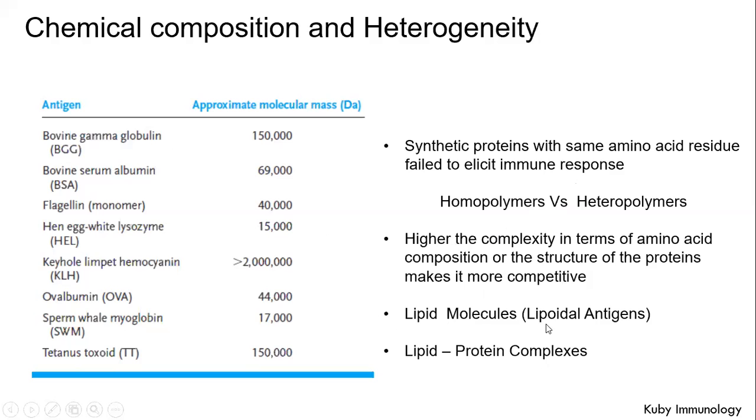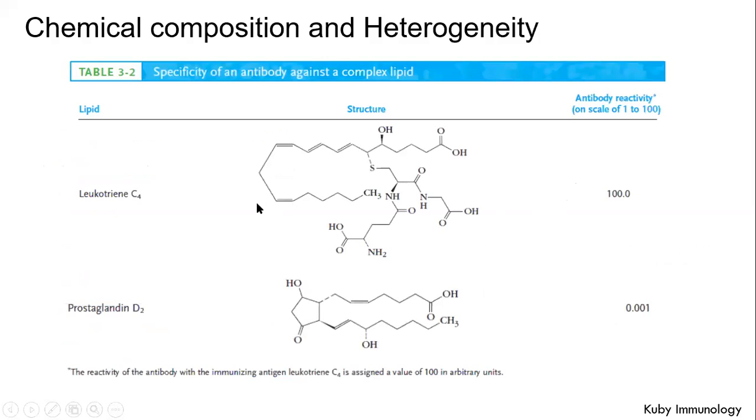Also, lipid molecules are sometimes used as antigens. Mainly proteins, but lipid-protein complexes can also exist as antigens. So these are the fundamentals of antigen nature: size of the molecules and also chemical composition. For example, in terms of lipids here, we have two different lipid molecules, leukotriene C4 and prostaglandin D2.